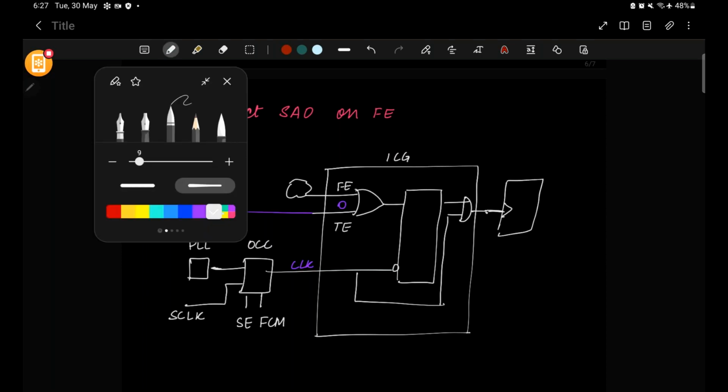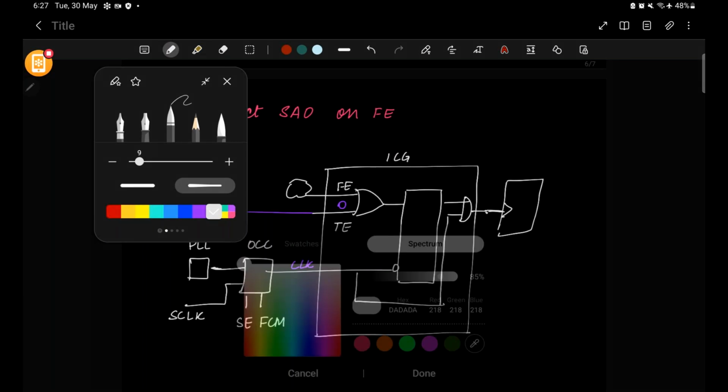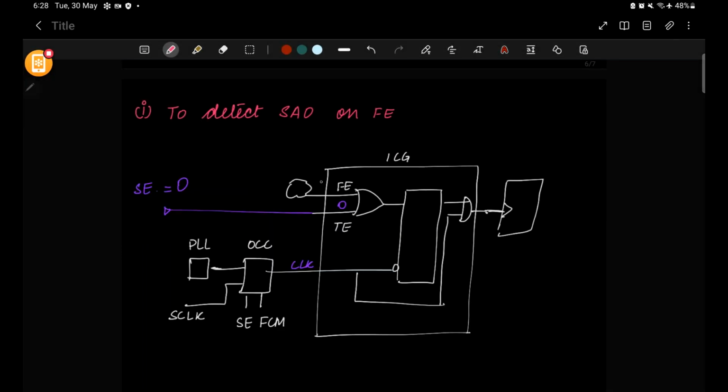So if the tool wants to detect stuck at 0 on functional enable, then the tool is capable of writing a pattern like this. It will try to bring a 1 value here. So what will happen? This OR gate output will become 1 and the latch's output will also be 1. So this clock will be propagated, which means clock is pulsed for this flop.